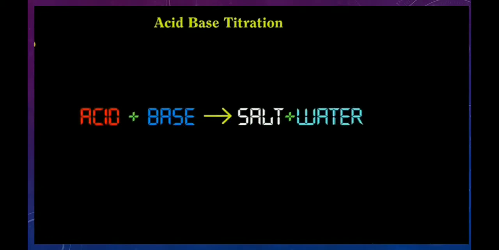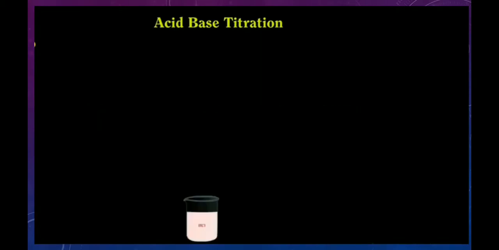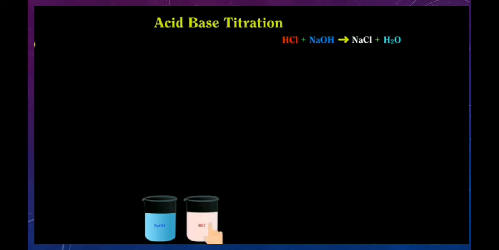To understand the concept of acid-base titration, consider the example of hydrochloric acid as sample solution and sodium hydroxide as standard solution, and the reaction will be HCl plus NaOH gives NaCl plus H2O. In this, HCl is a solution with unknown concentration and NaOH is a solution with known concentration of 0.1 normal.